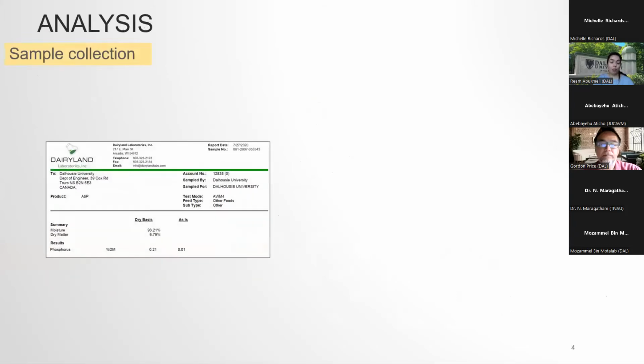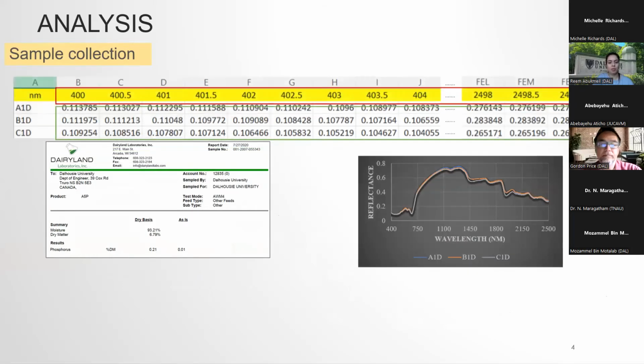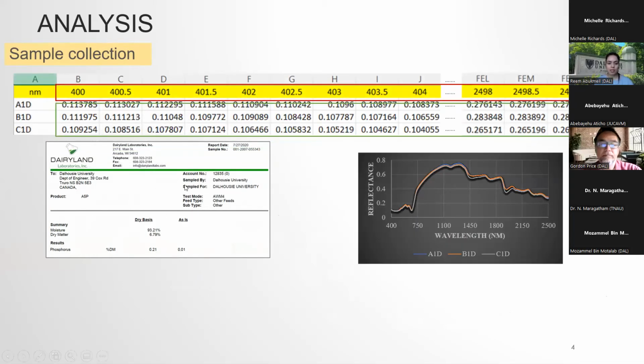So we started this. I'm just giving a short overview of how we receive the results from the lab and how we receive the results from the spectral analysis. So here we receive from the lab the chemical results, as you can see, for the phosphorus. And here is the type of data we got from using the spectrophotometer. And maybe I forgot to mention that we are covering the full range, from the visible to near infrared spectral wave bands, from 400 to 2500 nanometer, with a step, as you can see here, of every 0.5 nanometer.